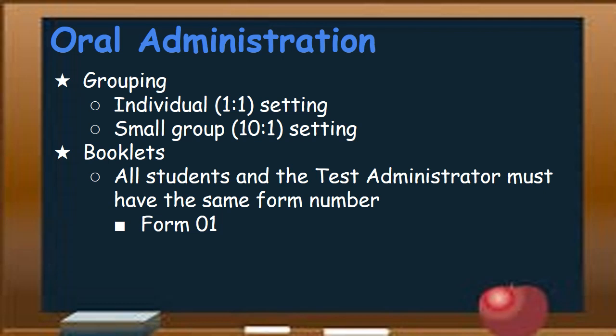Grouping for oral administration or small group students. For individual, it's a 1-to-1. If it's a small group, it's a 10-to-1 setting. With that small group, the number can go up to 12 students in the setting to one administrator. For booklets, the booklet that the test administrator is reading from has to match the same form number that the students are reading from. Generally, it is form 01.